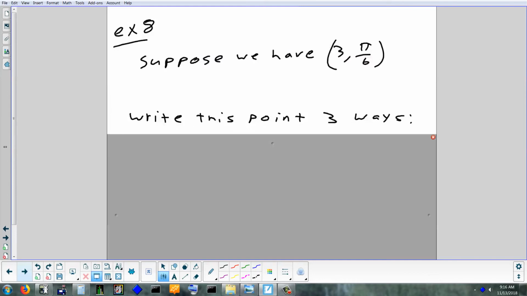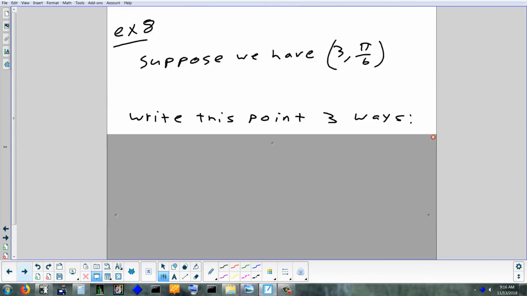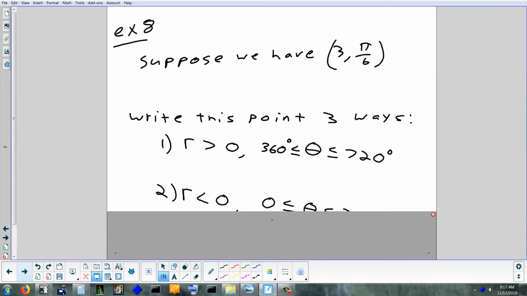All right. So now what I want you to do is the same thing that I kind of did in this problem right here. I'm going to give you a coordinate, 3 comma pi over 6, and I want you to write it 3 different ways. One way I want you to do it is with a positive radius. So I want the first number positive. And I want the angle to be between 360 and 720. So you might have to make the angle bigger in this problem. Okay, we just talked about how to do that.